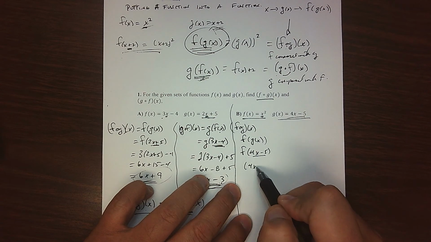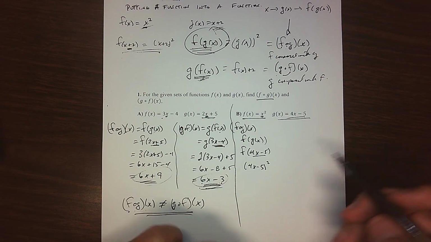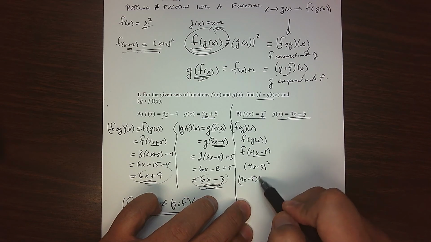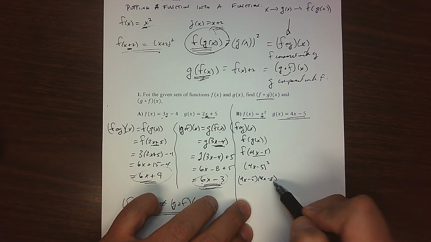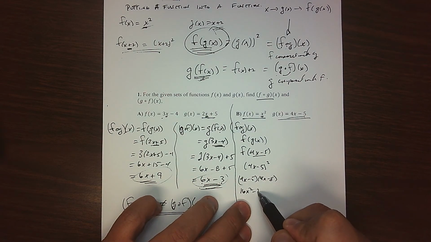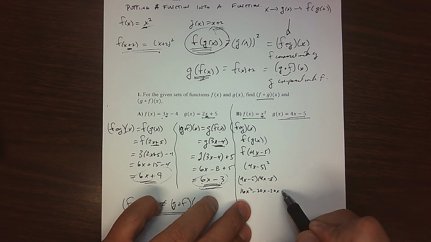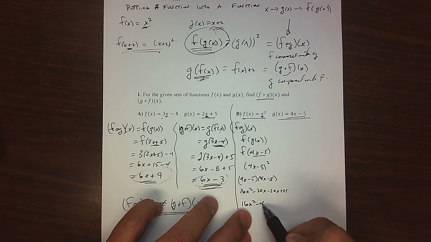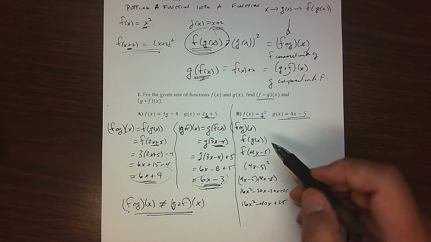So this becomes (4x minus 5) squared. Of course, if we clean that up, we've got (4x minus 5) times (4x minus 5). We get 16x squared minus 20x plus 25. Actually, 16x squared minus 40x plus 25. So that's f composed with g.